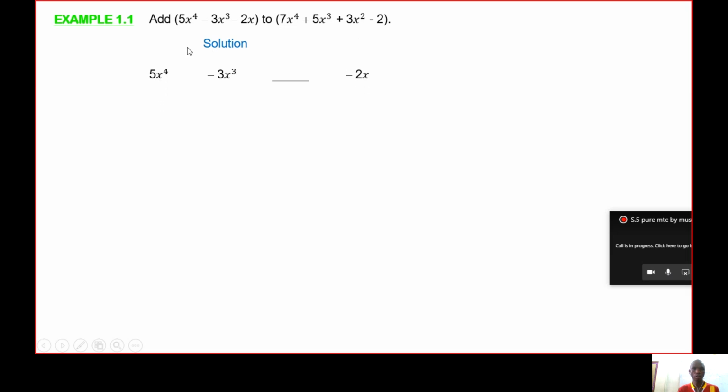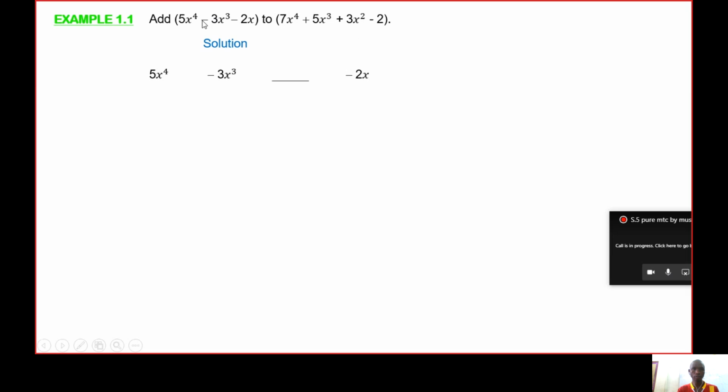What you are seeing on your screen, I am firstly arranging my first polynomial. The first polynomial is 5x^4 - 3x^3 - 2x^2. Now, remember the powers of x are in descending order. So I can write them down here in descending order of the powers of x. I begin with the highest power, which is power 4, and that is 5x^4. I write it here, followed by x^3.